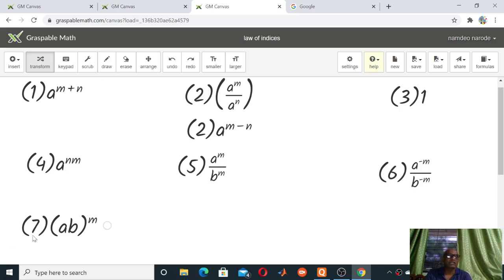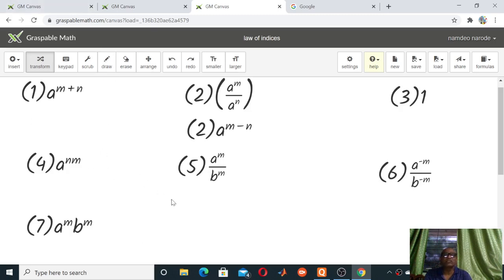Now see in the second case, seventh case, a into b raised to m. Then if we take this m inside the bracket, then what will happen? a raised to m into b raised to m. It means if we take the power of a product, then this power gets distributed among each number. प्रत्येकाला तो घातांक जातो. आता सिक्स्थ रूल बघू आपण.